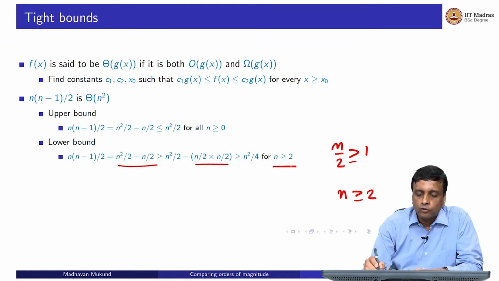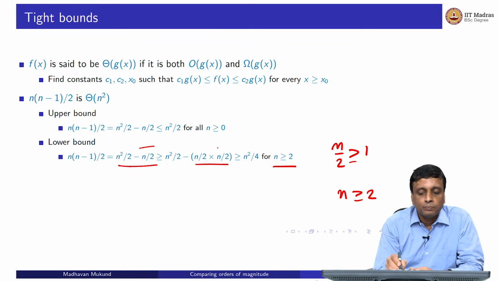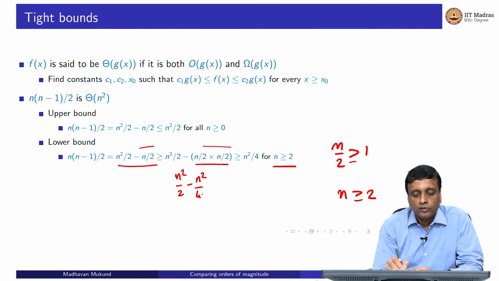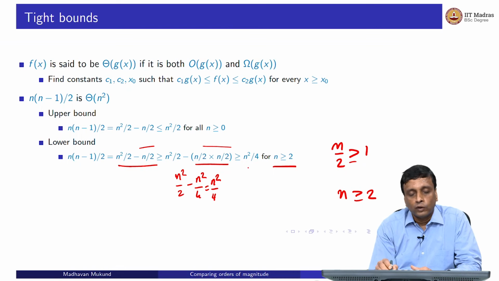So for n bigger than or equal to 2, if I subtract n by 2 times n by 2, I am subtracting more than I am subtracting here. So this quantity is bigger than this quantity. This is what I need for a lower bound. But what is this quantity? This is n squared by 2 minus n squared by 4, which is equal to n squared by 4. So we are saying that n squared by 2 minus n by 2 is bigger than 1/4 n squared. So I have another constant now, 1/4.